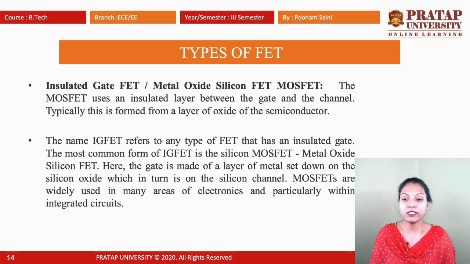The name IGFET refers to any type of FET that has an insulated gate. The most common form of IGFET is the silicon MOSFET. So the most common is silicon. As the name suggests, the oxide layer of the semiconductor is made of silicon, so that is known as metal oxide silicon FET. The gate is made up of a layer of metal set down on the silicon oxide, which is laid on the silicon channel.